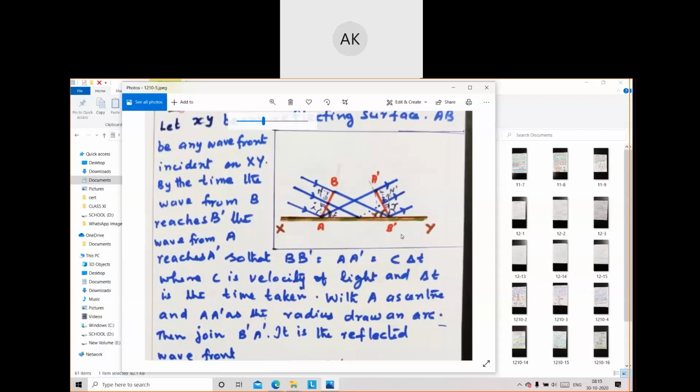Mirror is a very good reflector. So all objects are reflecting light. When light falls on it, it will be reflected back, obeying the law of reflection. So here you can see a surface XY.